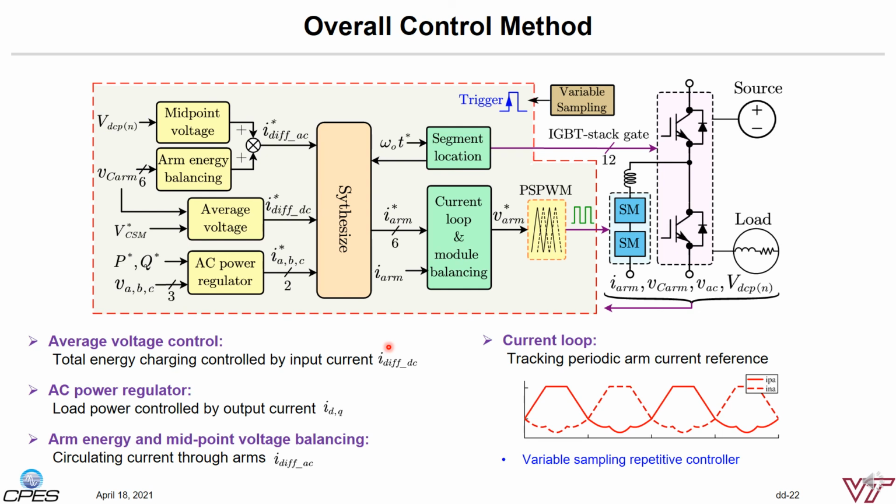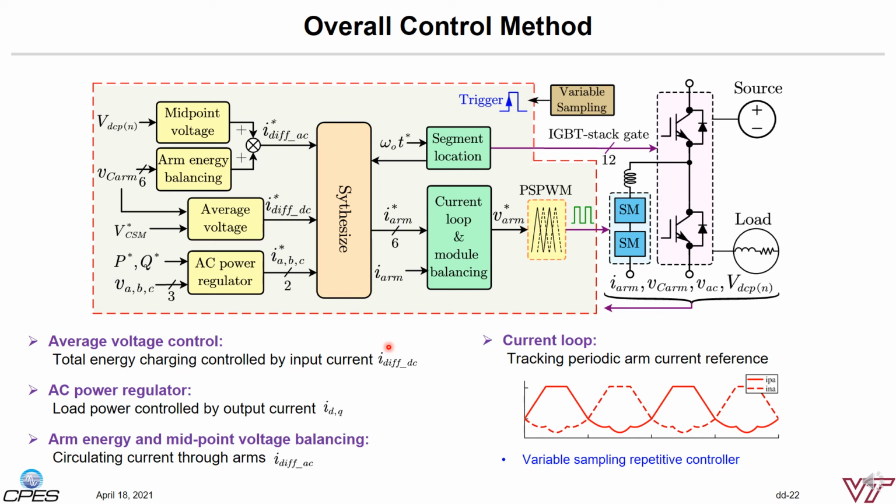This page shows the high-level control structure of HMMC. It's similar to MMC control solution. The DC content of the circulating current is used to control the total arm capacitor voltage level, and the AC content of the circulation current is used to control the energy balance between arms and phases.